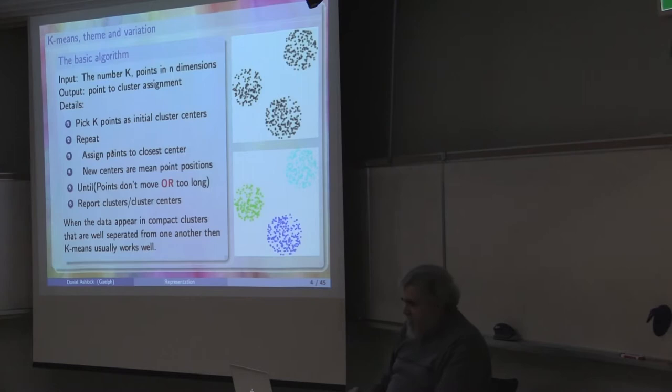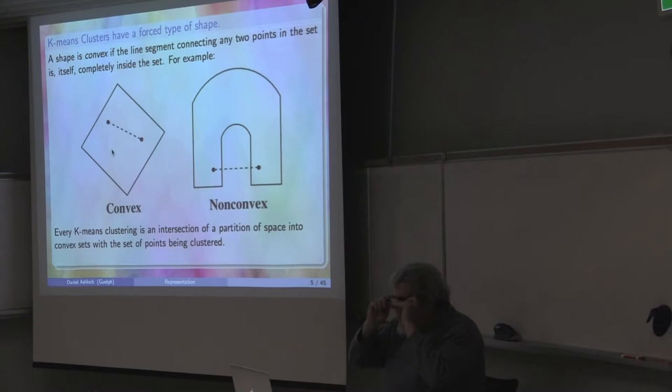And if the data are in nice complex clusters, and that's a two-dimensional data set there that I intentionally generated to be perfect for k-means, it usually gives you the right answer. Now, it turns out when you do k-means clustering, there's a strong constraint on the shape of the cluster that can arise at all. So a shape is convex if any line segment between 2 points in it stays inside the shape, otherwise it isn't. And there's an example of a convex and a non-convex shape.